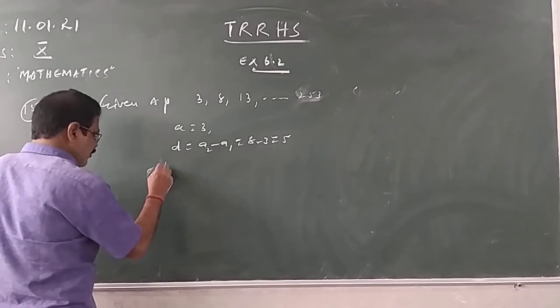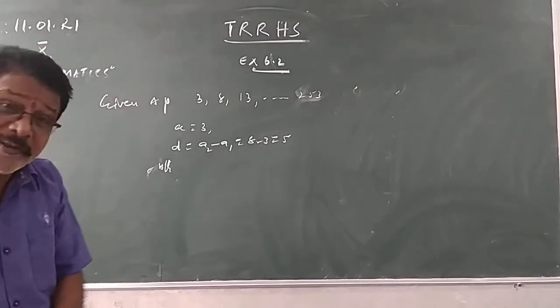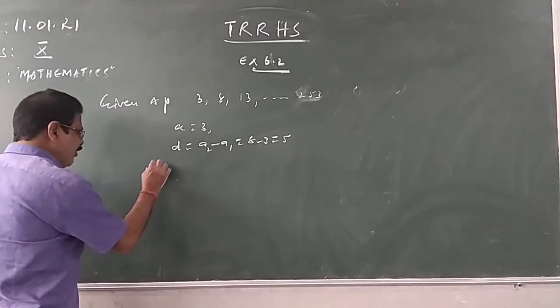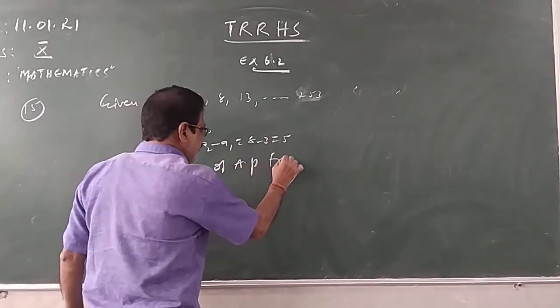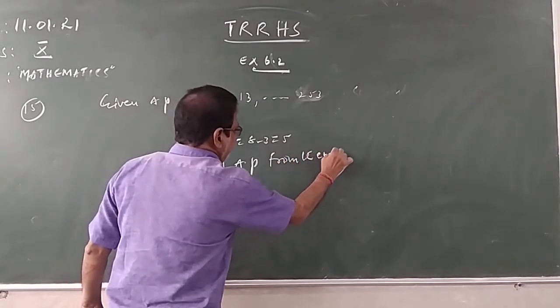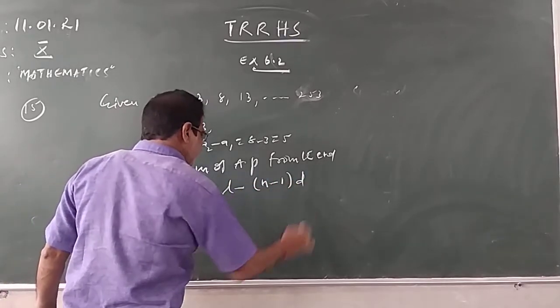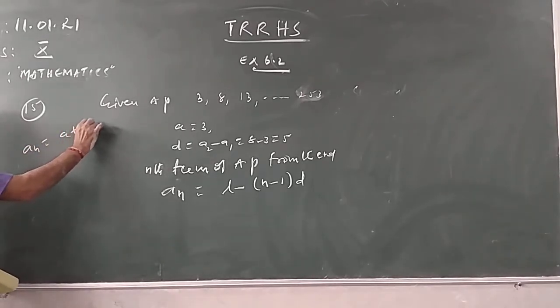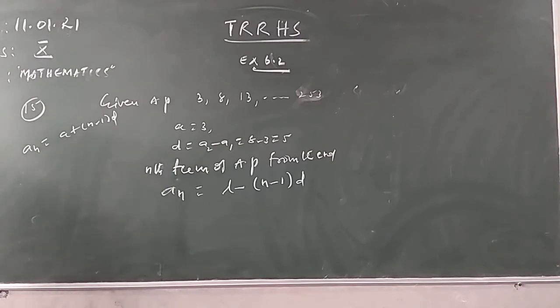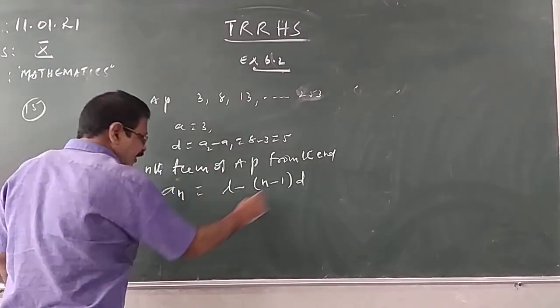The nth term of an AP from the beginning, you know, is a plus (n minus 1)d. From the end it is different. The nth term of an AP from the end is l minus (n minus 1)d.